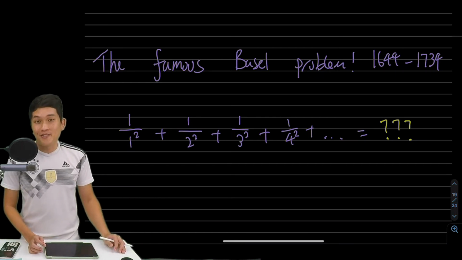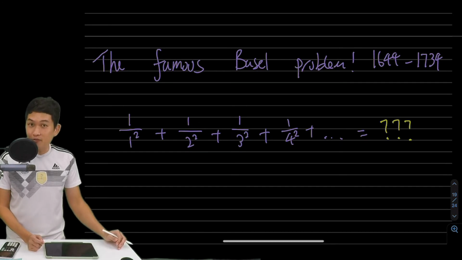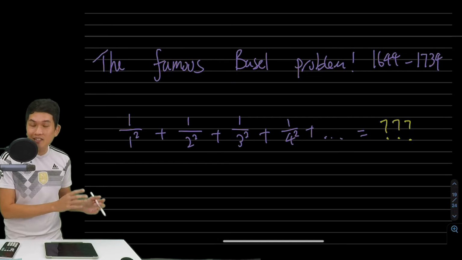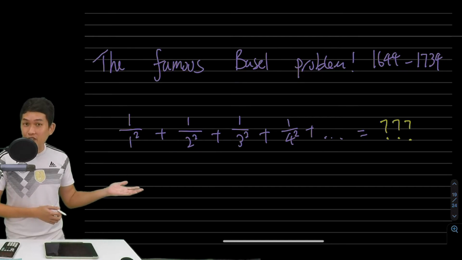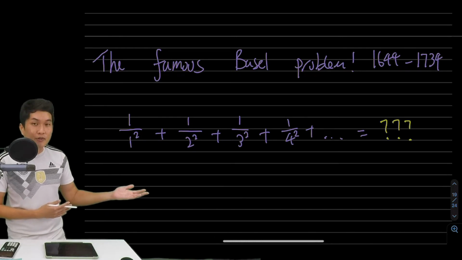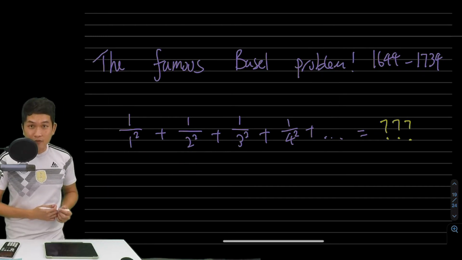Hello and welcome. As promised, this is part 2 where we look at the famous Basel problem. Don't worry if you've never heard of it, I'm going to tell you what it is and a little history on the Basel problem. So first of all, the problem is actually quite simple. It is asking what is the answer to 1 over 1 squared plus 1 over 2 squared plus 1 over 3 squared, and so on and so forth.